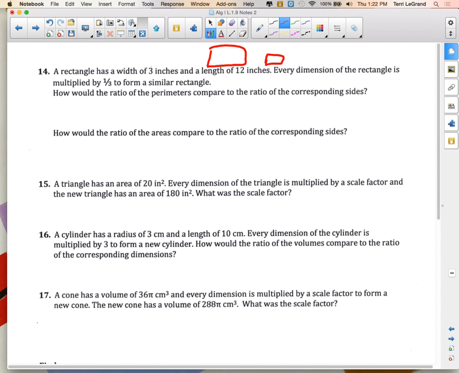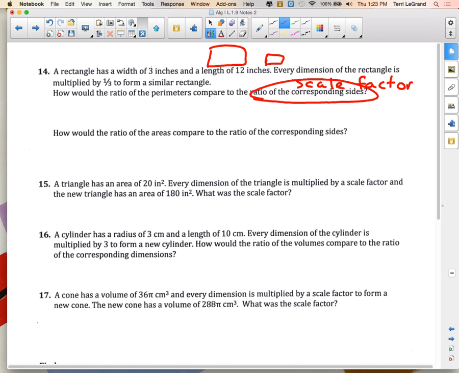That's what should happen. Okay, well then it says, how would the ratio of the perimeters compare to the ratio of the corresponding sides? What do you think? How would they compare? Remember, ratio of corresponding sides really means what? Scale factor. Let's just write that. Scale factor. So how would the ratio of the perimeters, this one's perimeter, the new one, compared to the perimeter of the old one, how would it compare?